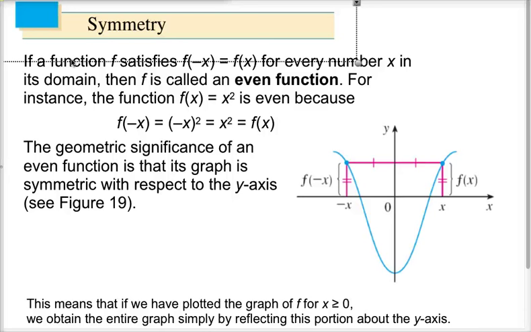The geometric significance of an even function is that the graph is symmetric with respect to the y-axis, meaning that you can take a graph and you can fold it along the y-axis, and each half should lay right on top of each other.